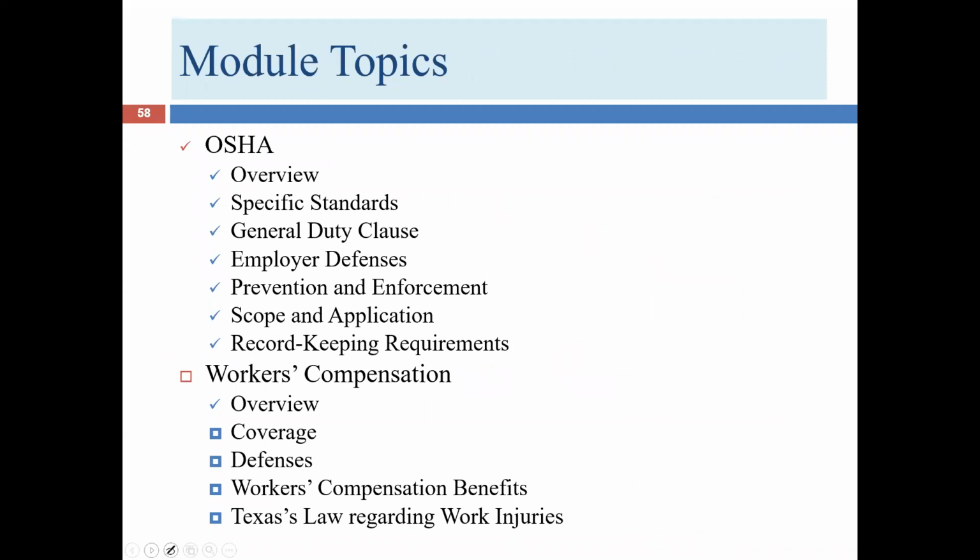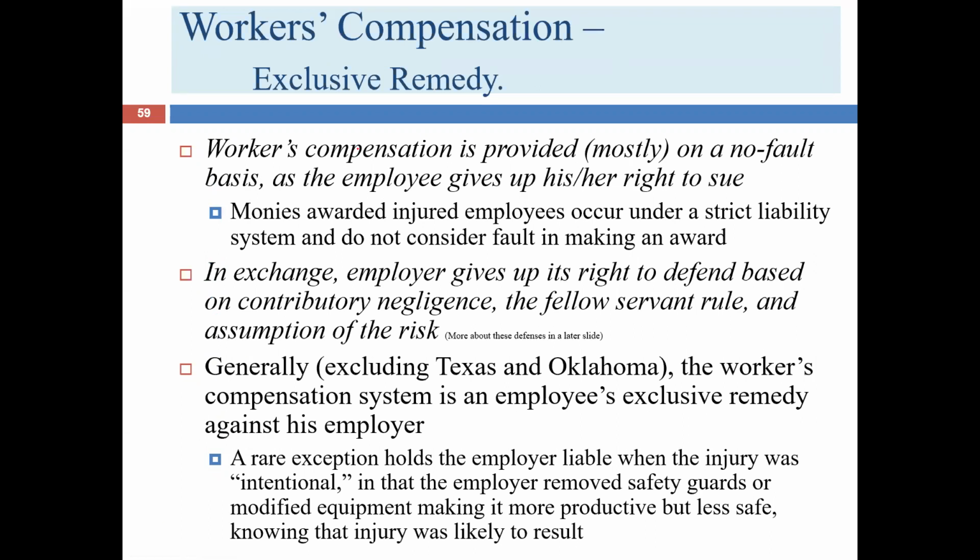Okay, so now we're going to talk about coverage, workers' compensation coverage. Workers' compensation is provided mostly on a no-fault basis, because we're not going to parse and figure out how much of it was the employer's fault, how much was the employee's fault, how much was the coworker's fault.